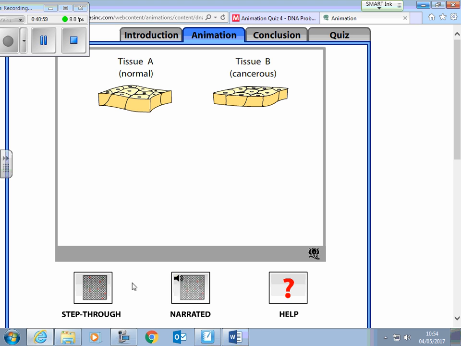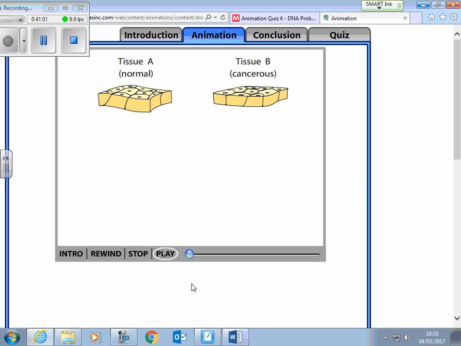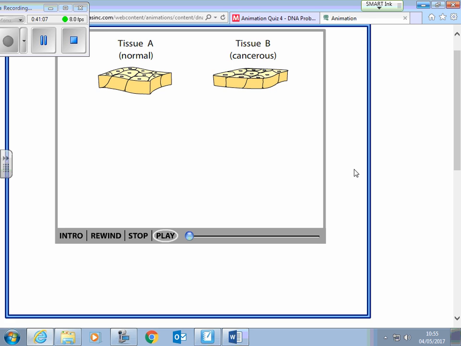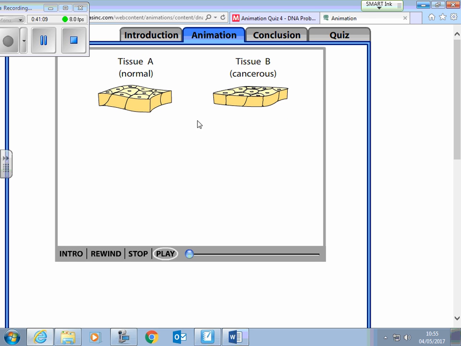And so we want that narrated. Okay. And it doesn't seem to want to play. Oh, that's because I hadn't clicked.